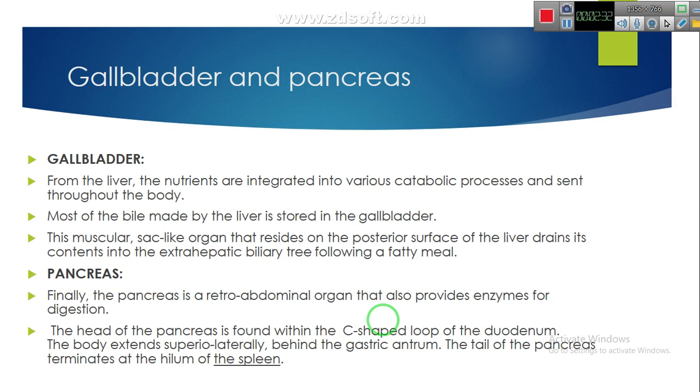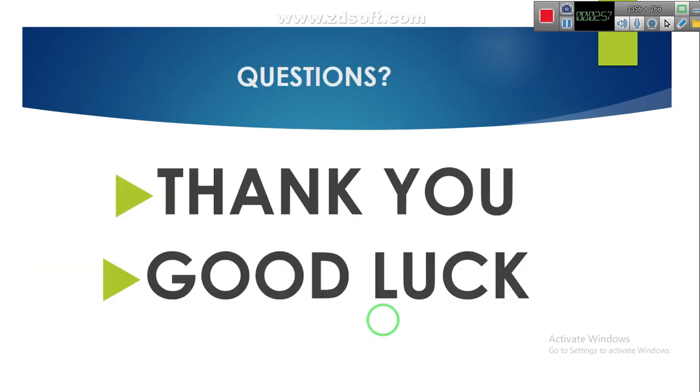And then, finally, the pancreas. The pancreas is a retroperitoneal organ that provides enzymes for digestion. The head of the pancreas is found within the C-shaped loop of the duodenum, and the body extends superolaterally behind the gastric antrum, and the tail of the pancreas terminates at the hilum of the spleen.